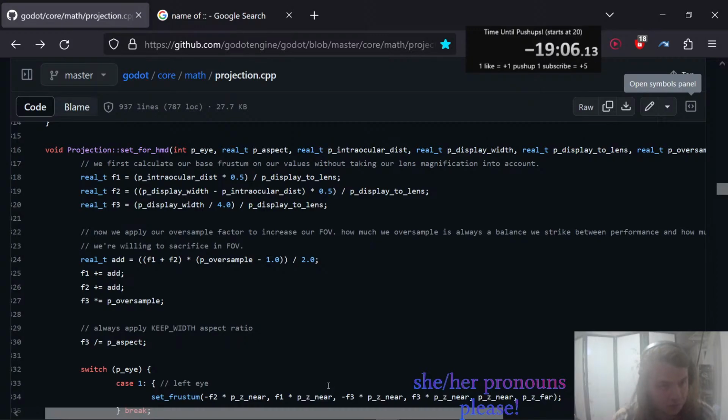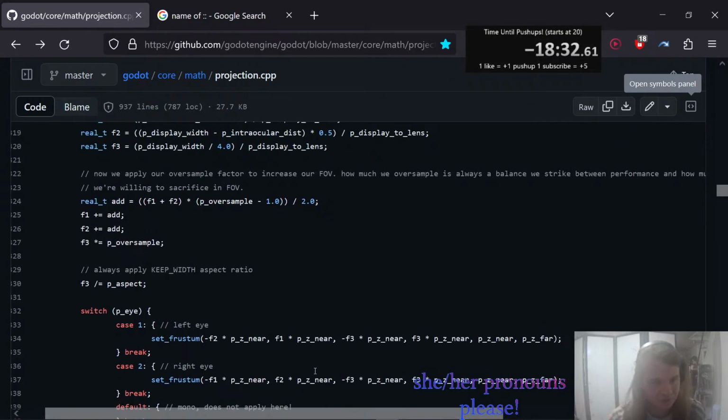real_t f1 equals p_intraocular_dist times 0.05 divided by p_display_to_lens. real_t f2 equals p_display_width minus p_intraocular_dist times 0.05 divided by p_display_to_lens. Okay, well, whatever. real_t f3 equals p_display_width divided by 4 divided by p_display_to_lens.